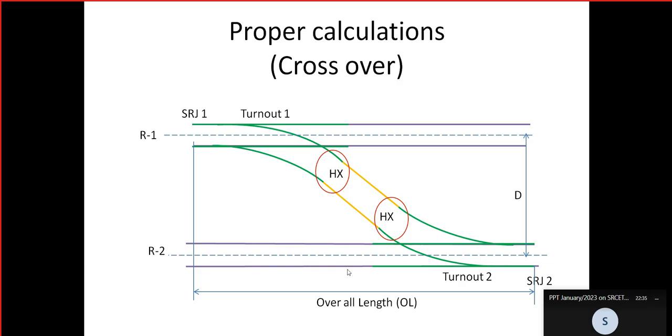For example, in order to get a good smooth negotiation, we cannot keep the other point on crossing far away. Suppose the location of SRJ1 is known, we are fixing this turnout. The other SRJ location you must find out with respect to SRJ1. For that we need the overall length. At the same time, we should not think that if we fix the turnout far away we will get a smooth connection. It is not so.